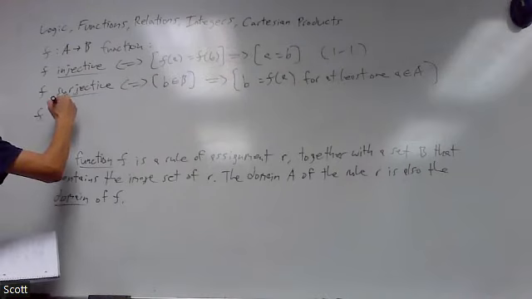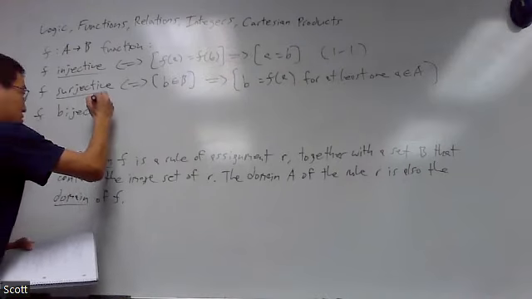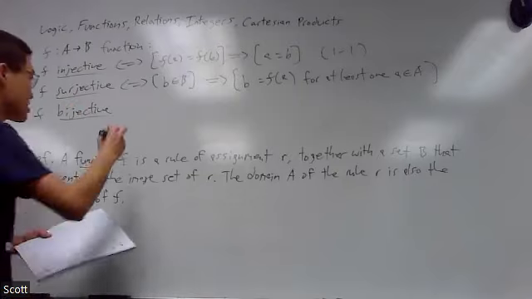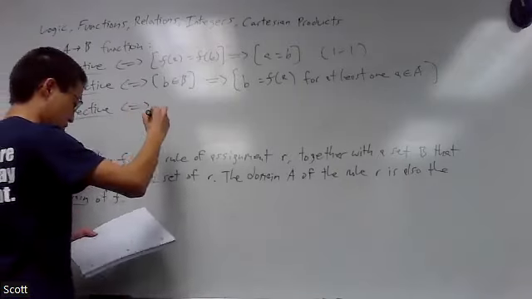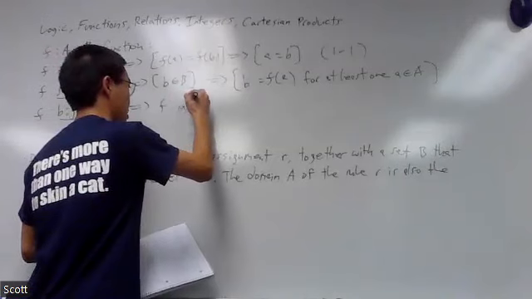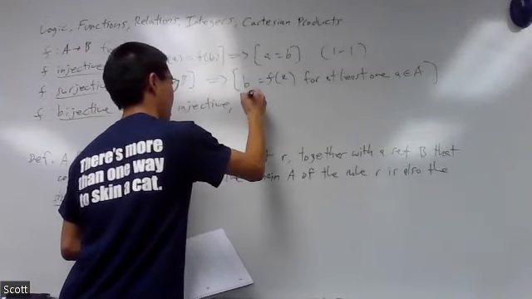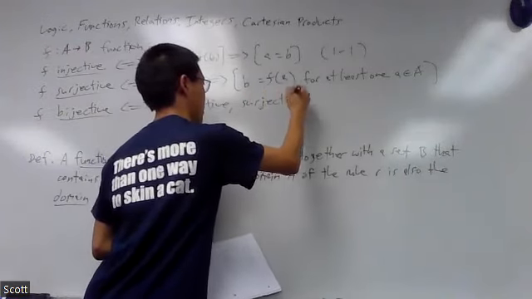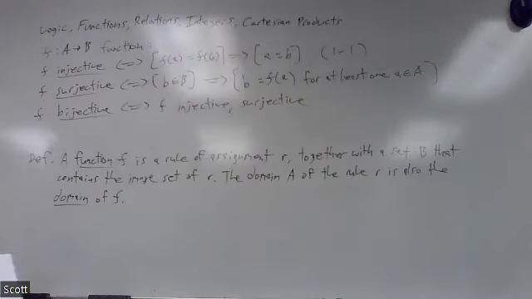And then F being bijective is going to be true if we have F injective and surjective simultaneously. So if we are both one-to-one and onto, then we have a bijection. Okay. And then there's two tiny little results here.